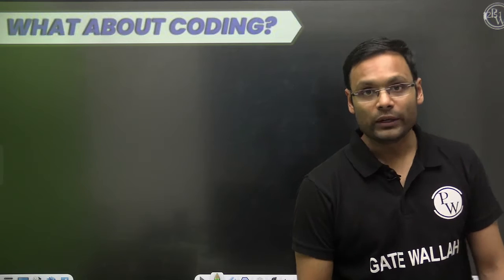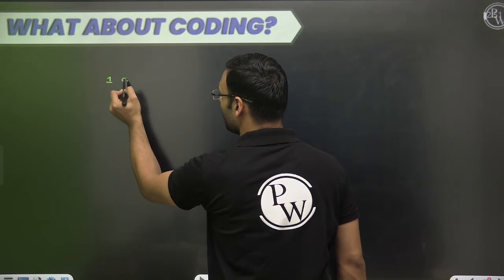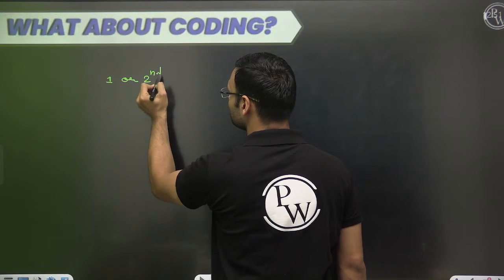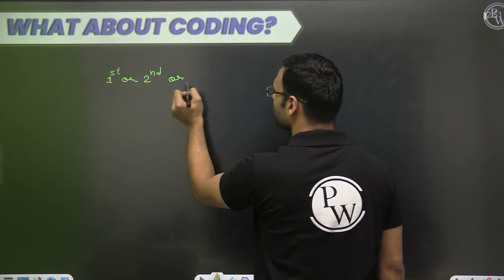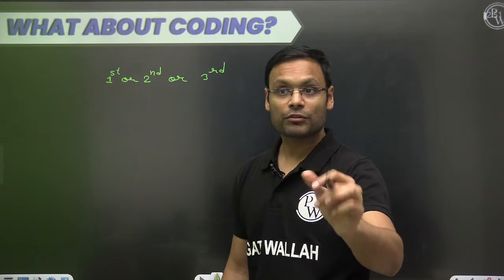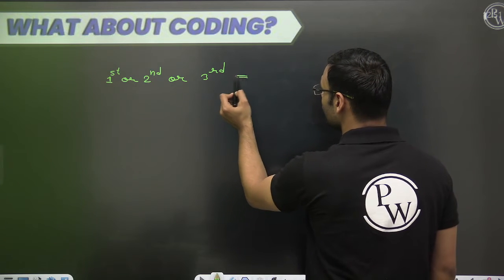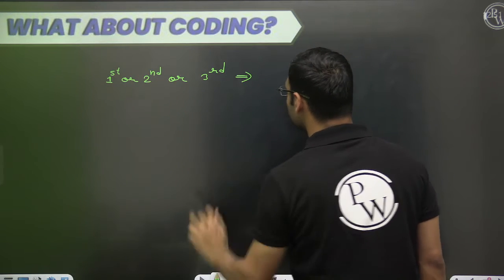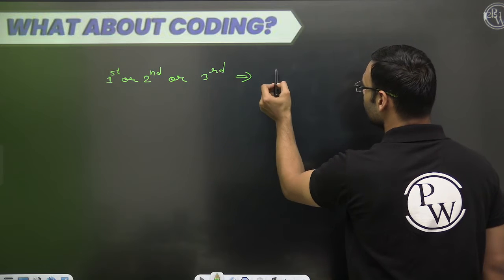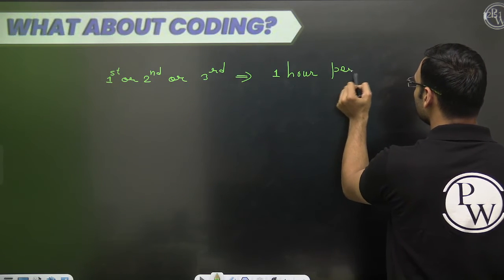What about coding? If you are in first year, second year or third year, meaning you are attempting the GATE paper for the first time in next year 2025, that will be your third year attempt. If you are in any of these years, then you should spend 1 hour per day on coding.